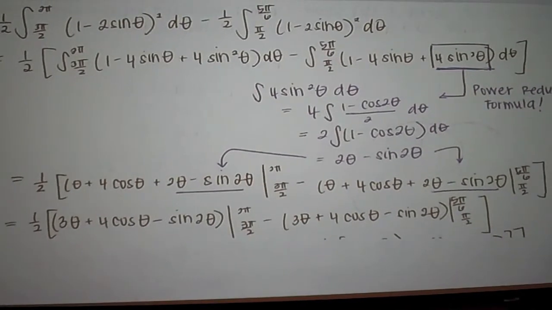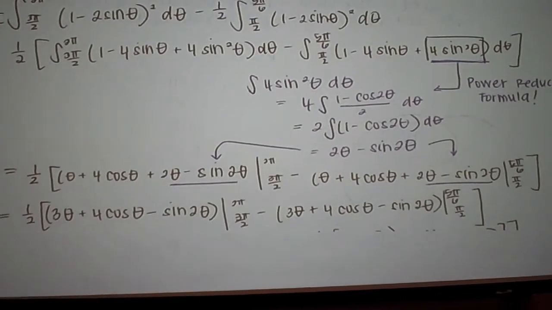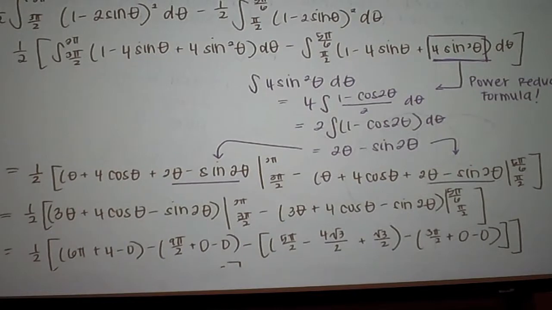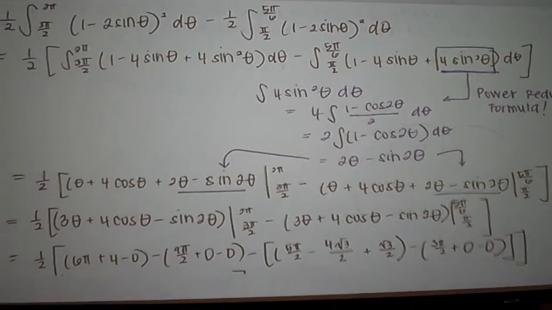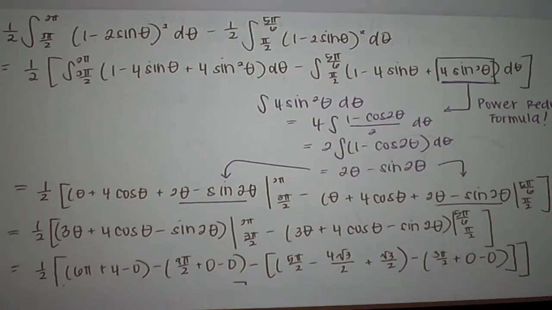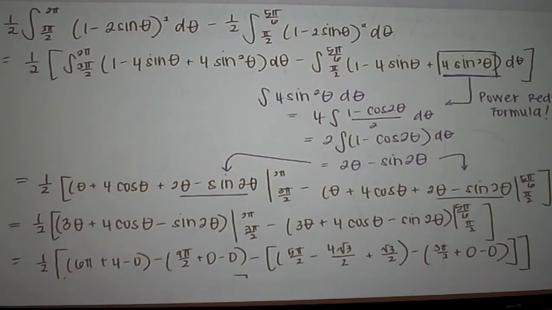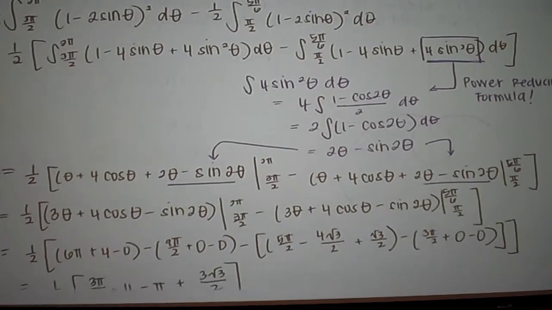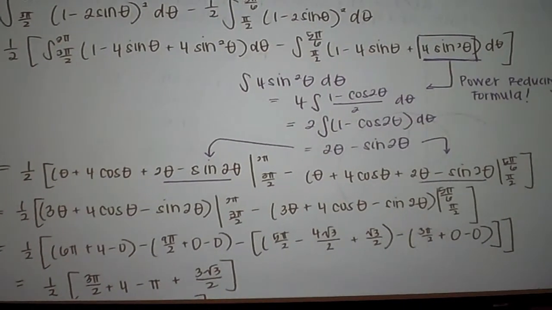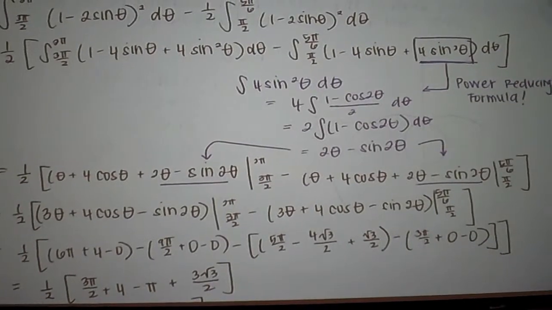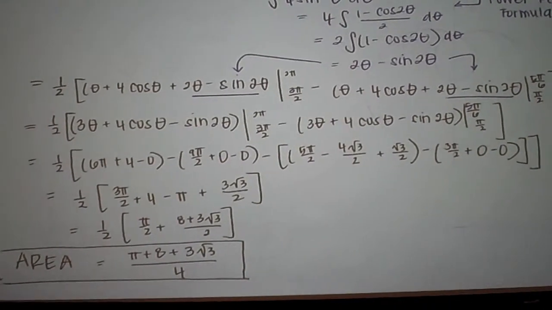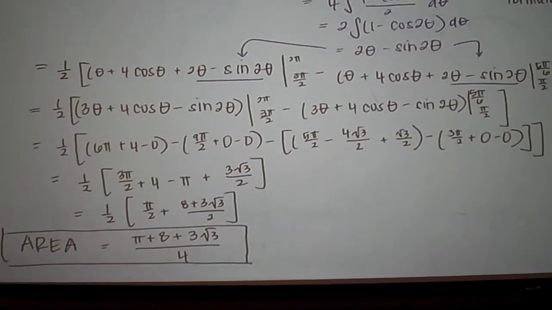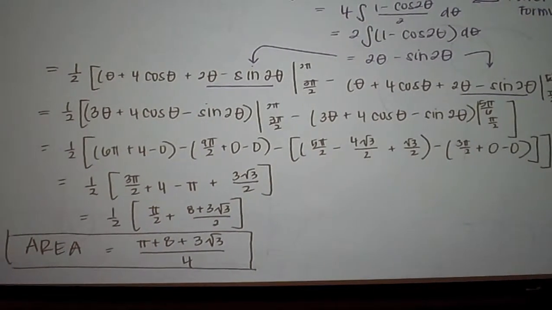We simplify it here, and we plug in the values of the upper and lower limits. And we eventually end up with an answer, and your area ends up being pi plus 8 plus 3 radical 3 over 4 units squared.